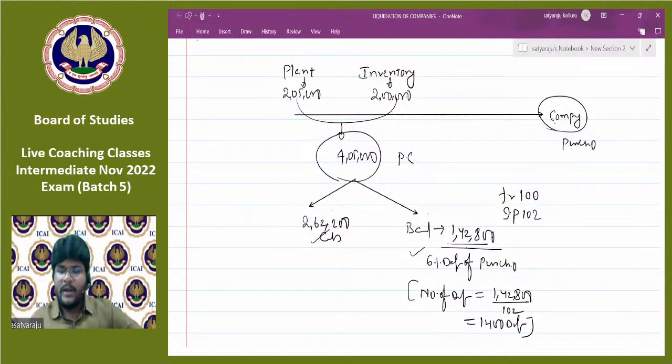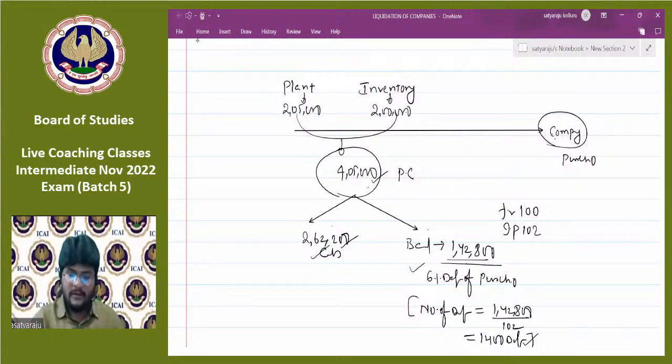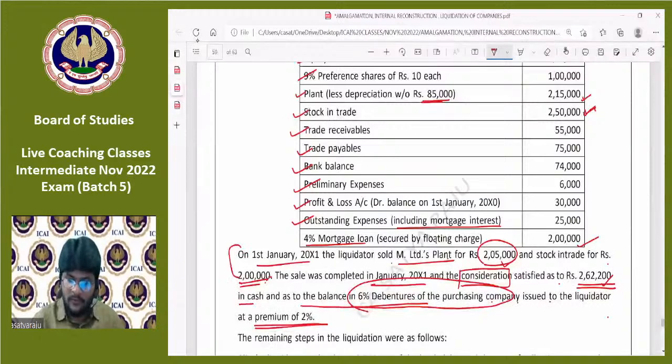One more time I'm repeating. Liquidator is going to sell plant and inventory for 4,05,000. As a result, the liquidator will get to the extent of 2,62,200 in the form of cash and 1,42,800 in the form of 6% debentures of the purchasing company. In this case, the number of debentures issued by the purchasing company to the liquidator were 1,400 debentures. That is the entire essence of paragraph number 1.